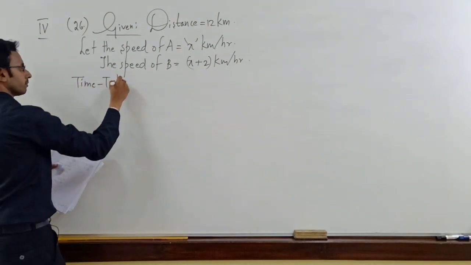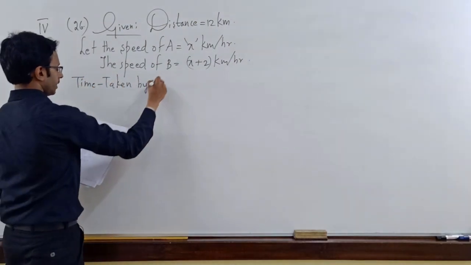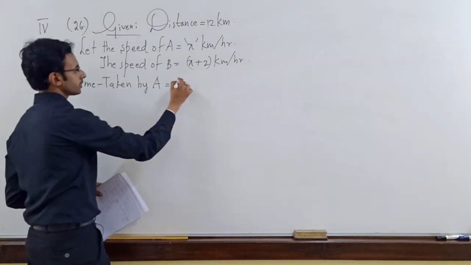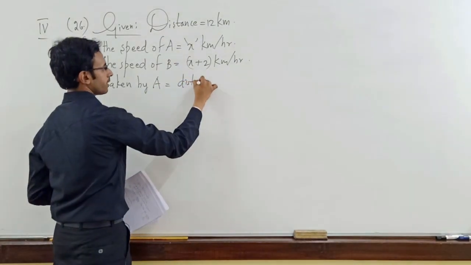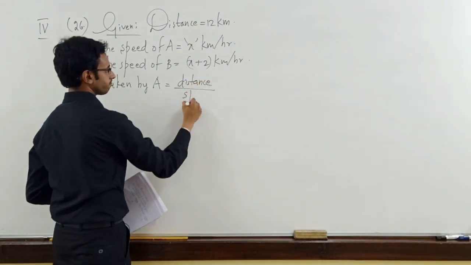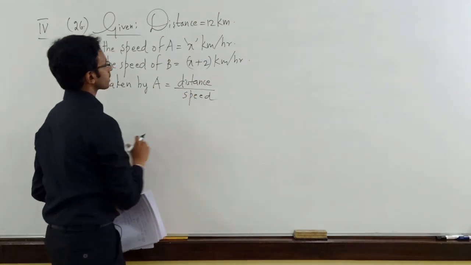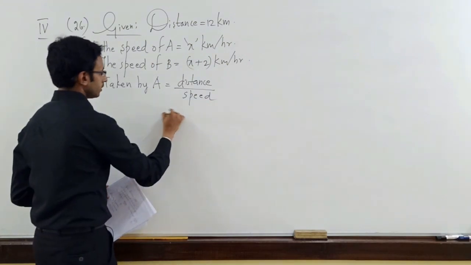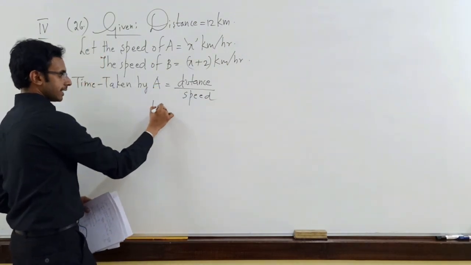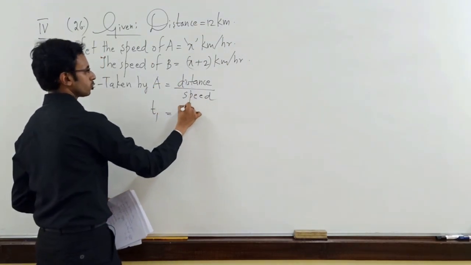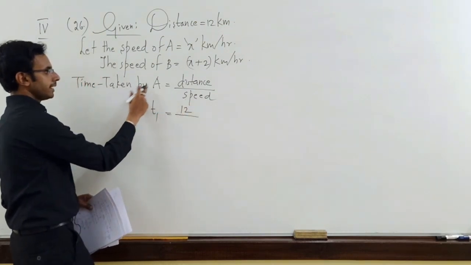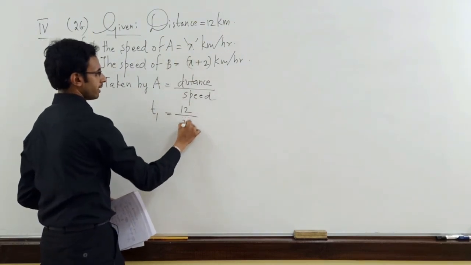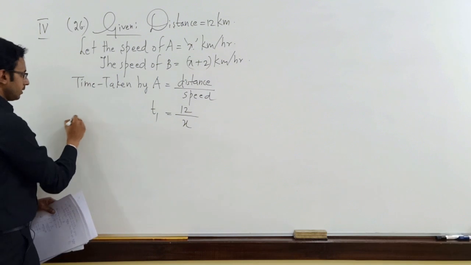Time taken by person A. The formula for time is distance divided by speed. Framing the equation is the biggest problem here. Once you frame it, then solving is very easy. So we'll take time taken by person A as t1. Distance remains 12 km, but the speed of A is x. So 12 by x is the time taken by A.